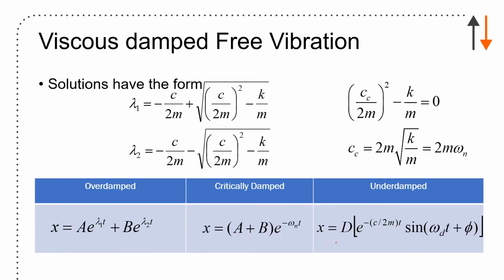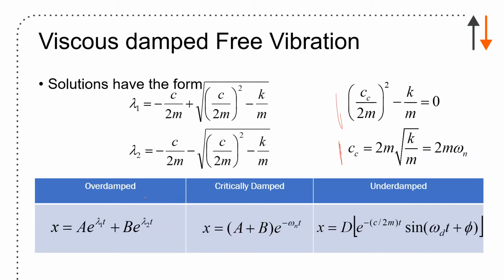And you end up with forms of the equation where lambda 1, lambda 2 are of this form, straight from the binomial theorem: minus c over 2m plus or minus, depending on the solution, lambda 1, lambda 2, the square root of c over 2m quantity squared minus k over m. And then you looked at the term under the square root. You said, well, if it equals 0, then it becomes critical damping. And in that case, c critical is 2m square root of k over m.